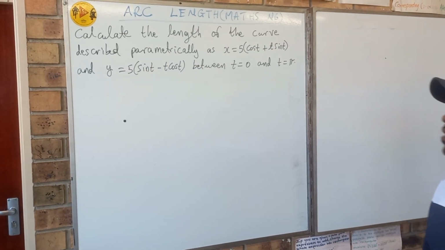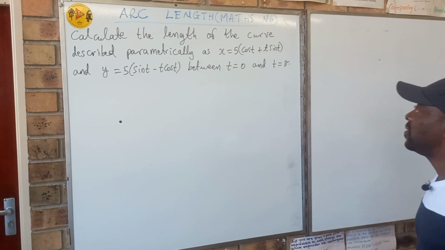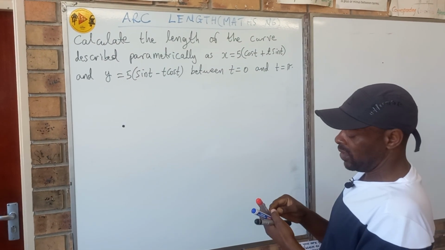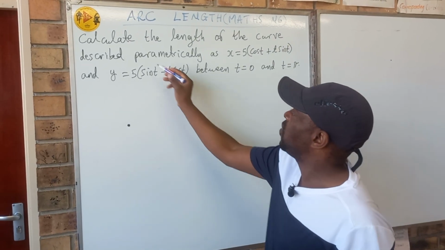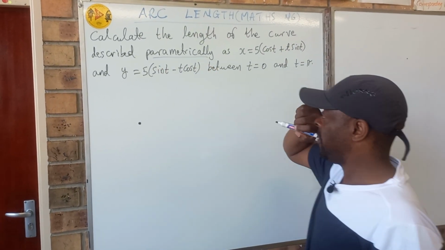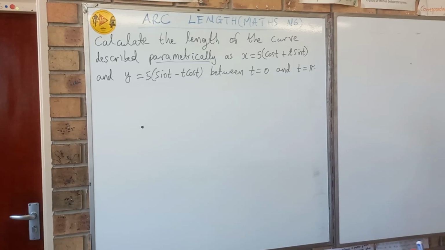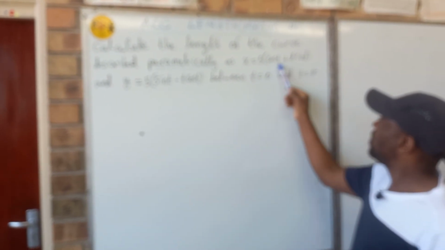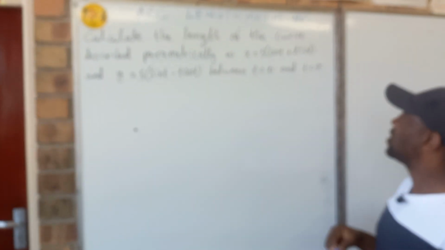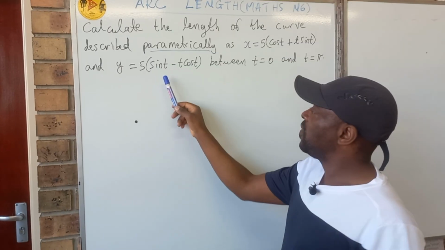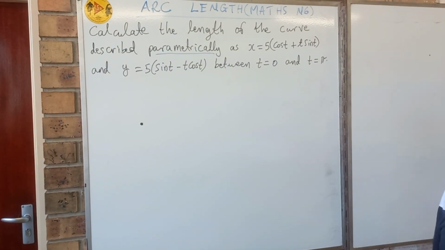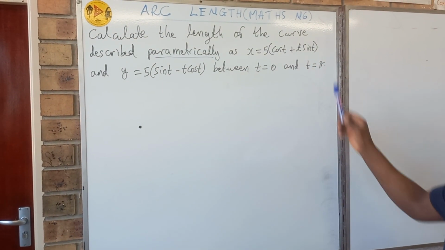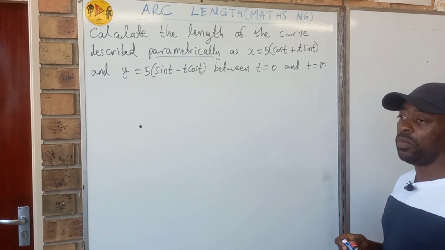Good day, guys. Let's look at arc length, this time for Math N6 that concerns parametric equations. So we're told to calculate the arc length of the curve described parametrically as x equal to 5(cos t plus t sin t) and y equal to 5(sin t minus t cos t) between t equal to 0 and t equal to pi.